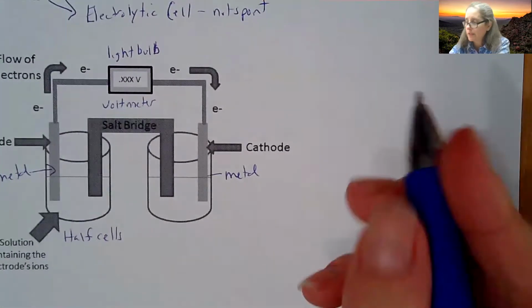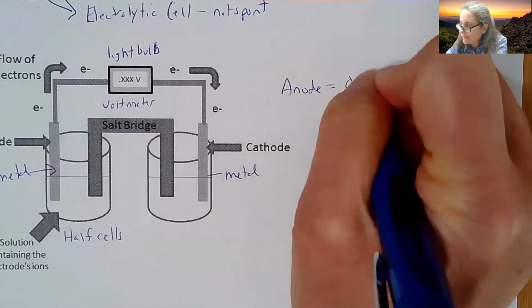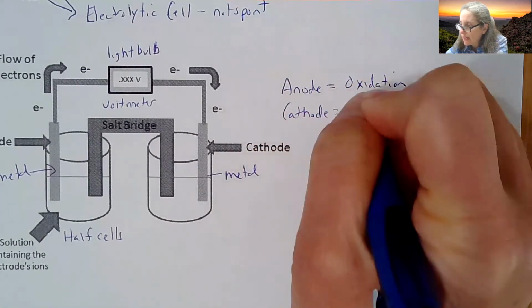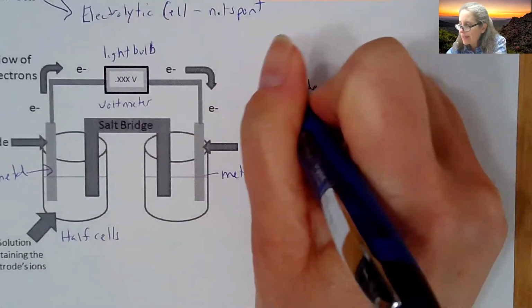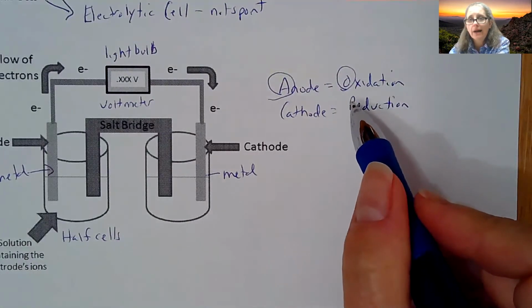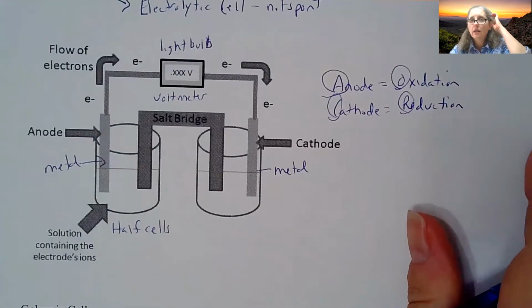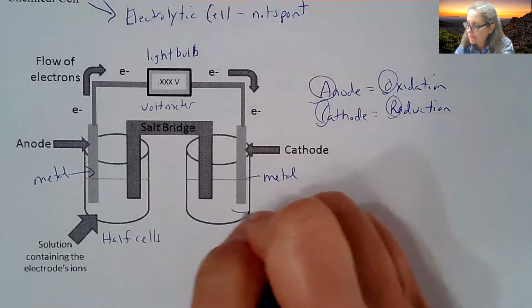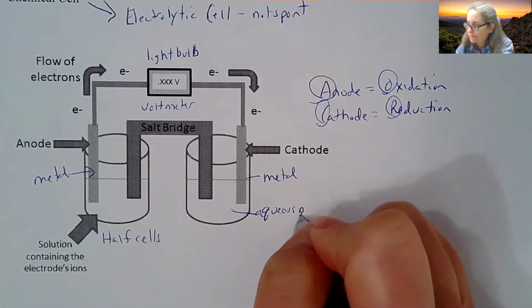Over here on the side, at the anode, we have oxidation. At the cathode, we have reduction. The way I remember it is the A in anode is a vowel, just like the O in oxidation. C is the same as R. So that's how I remember it with a setup like this. And again, this is an aqueous solution that these metals are in.